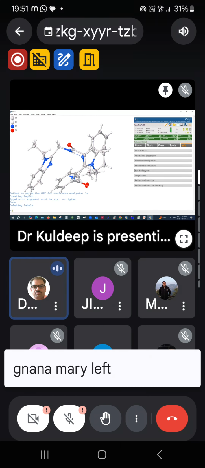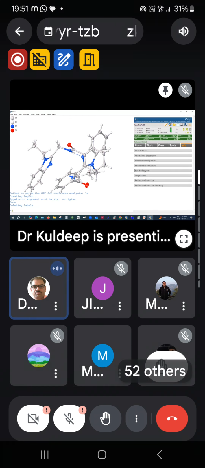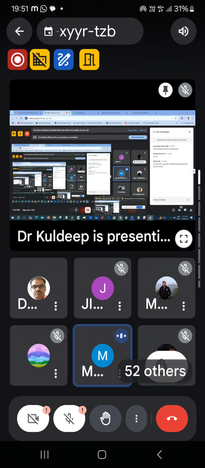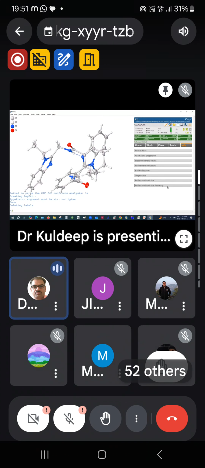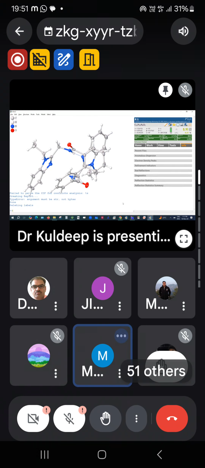Yes, sir. During refinement. Can you repeat the question, please? Yeah, what are the bad reflections and those things? Bad reflection means reflections which are not fitting into your data. Suppose some reflections are showing more deviation. Then you have to omit them. Otherwise, it will ruin your model. When you remove the bad reflections which are not fitting the data, it will improve your model. Whenever this kind of data comes, I will show you.